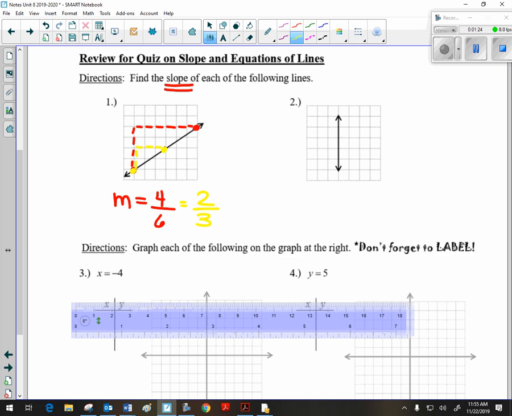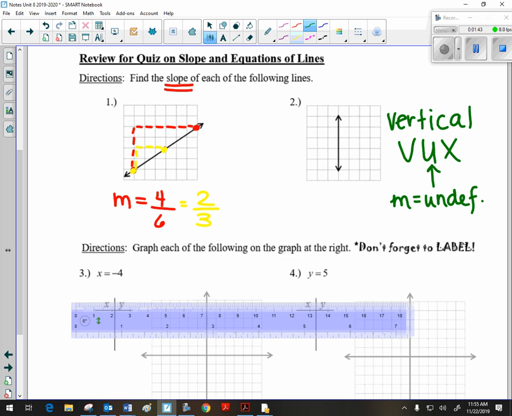In question number 2, this line is a vertical line drawn on my graph, and we know that we classify vertical lines as VUX lines, and the middle letter tells us about the slope. So because it's a U, in this case, the slope is undefined. Any vertical line has an undefined slope.